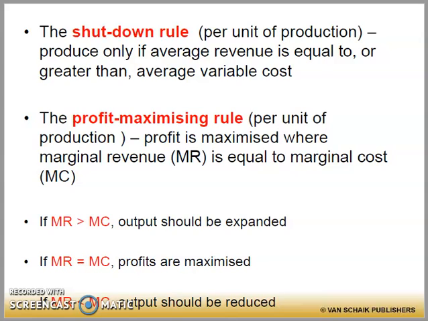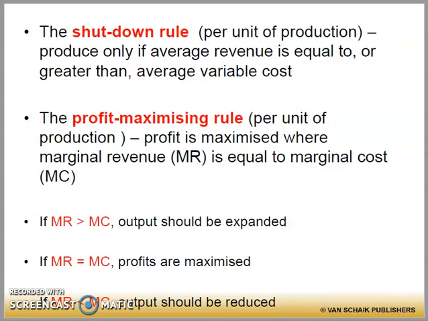And we made the conclusions that firms should only produce where they are able to maximize profit. And these conditions are such that if marginal revenue is greater than marginal cost, additional output should be introduced, or output should be expanded. In the case where marginal revenue is equal to marginal cost, profits are maximized. And if marginal revenue is less than marginal cost, output should be reduced. And these are the conditions of the profit maximizing rule.